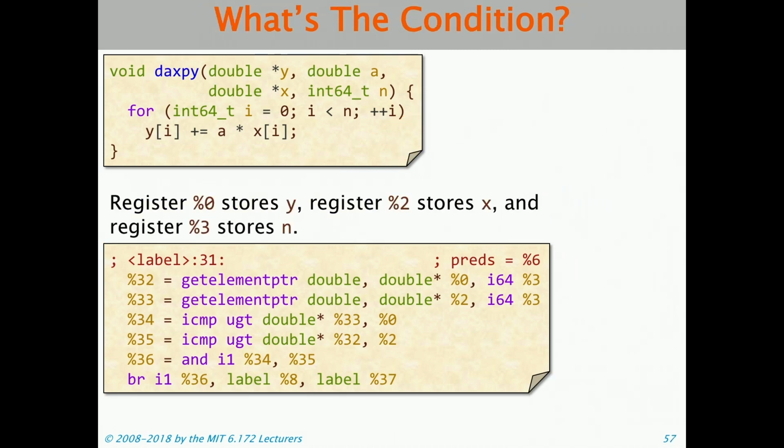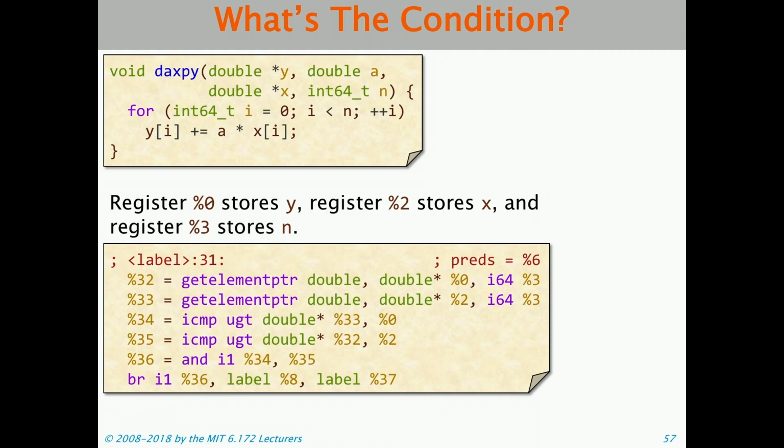So let's just study this LLVM IR code. In this case, we have that the address of y is stored in register 0, the address of x is stored in register 2, and register 3 stores the value of n. So one instruction at a time. Who can tell me what the first instruction in this code does?